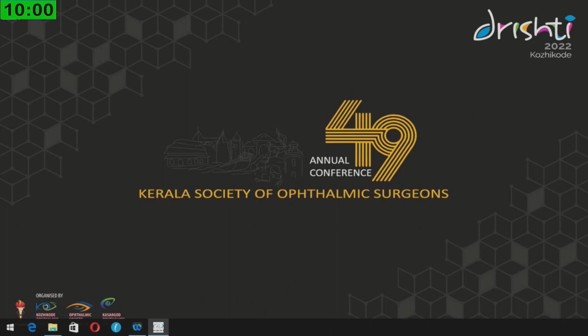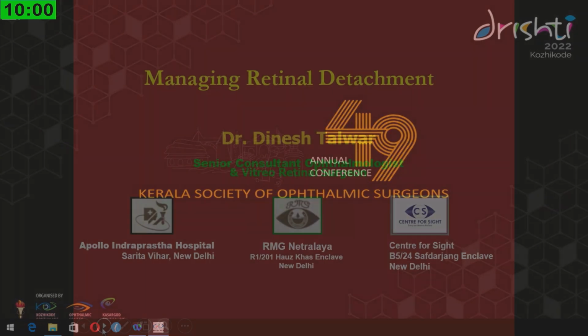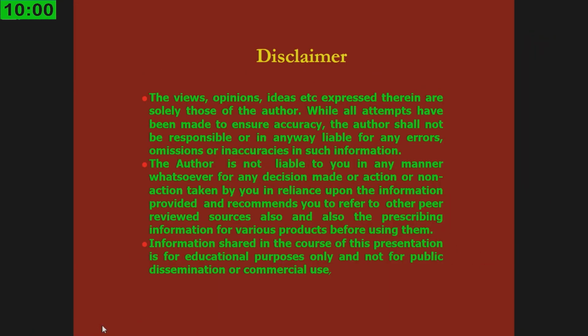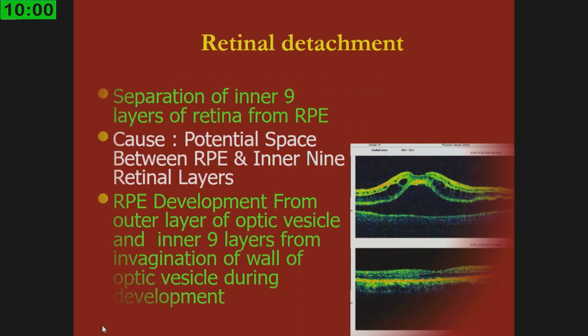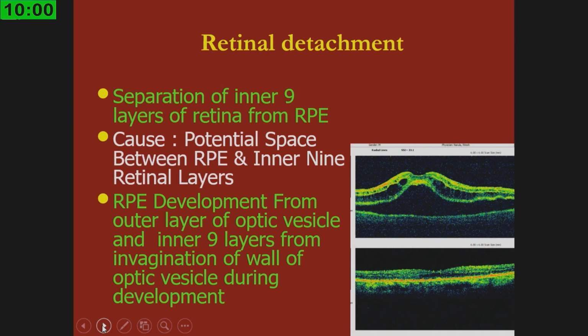Let's get straight to the topic because I think we're running out of time anyway. It's my disclaimer and my financial disclosure. To manage something, you have to know why it occurs. So first of all, what is a retinal detachment? Everyone knows that it's a separation of the inner 9 layers of the retina from the RPE. But the question is, why does it occur?